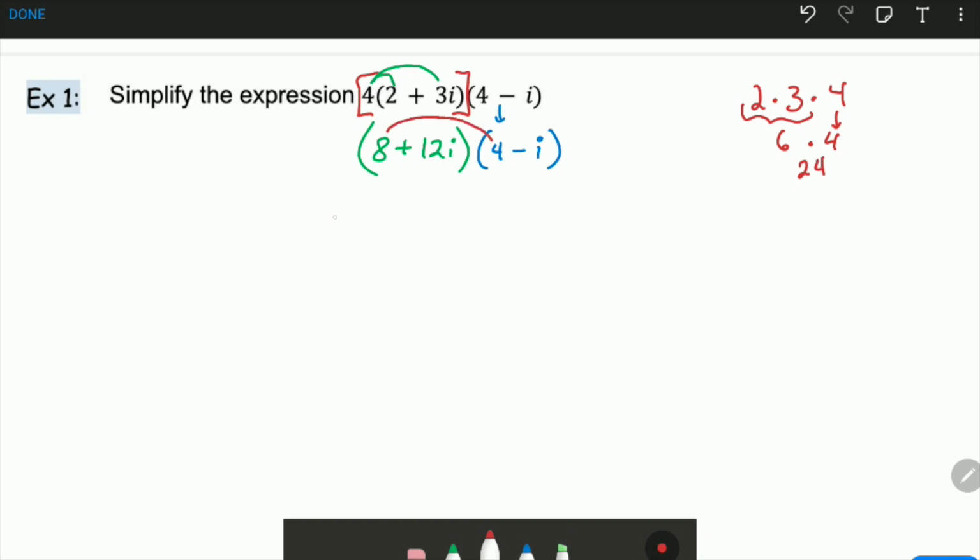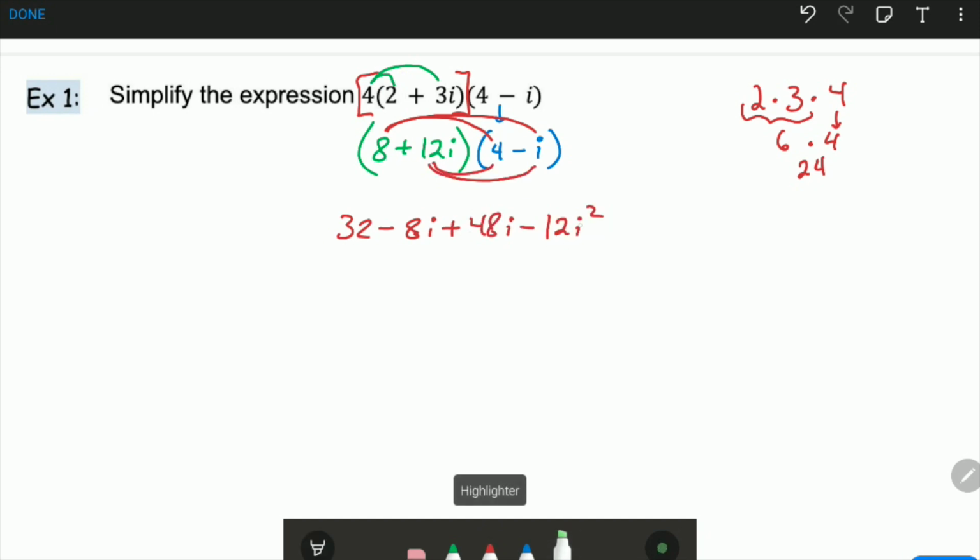So 8 times 4 is 32. 8 times negative i is negative 8i. Remember, since it's a binomial times binomial, we have to do the full distribution here. 12i times 4 is 48i. And 12i times negative i is negative 12i squared.